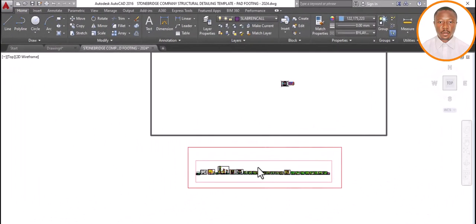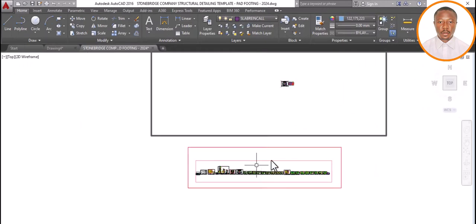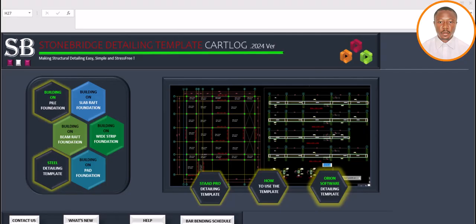Welcome to Ekidel once again. Today, as we have said, we want to look at how to detail our top reinforcement. Now, if you click on the software, we have explained a lot about this STONEBRIDGE detailing template catalog, which is a 2022-24 version. We have explained the importance of this particular software. The importance of this can never be overemphasized.